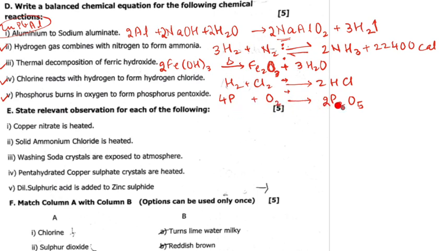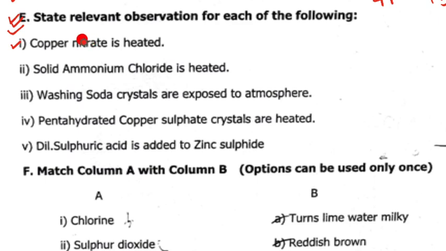Now look at this oxygen. How many oxygens do you see here? 2 5s are 10. So it will be 5O2, and that will give us 2P2O5, and it's balanced. Now we come to the next one, relevant observation. You have to be very careful for the relevant observations. Copper nitrate is heated. Not just copper nitrate, but all nitrates. You must know those by heart.